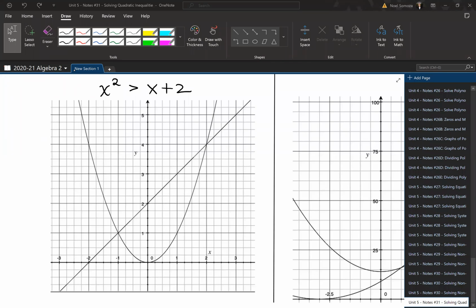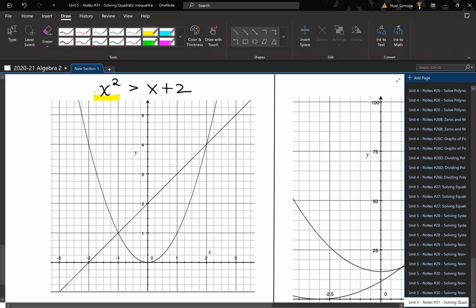I have my quadratic x squared. That's one function, right? It's clear which one it is. It's the only parabola that I have. So x squared is represented by the parabola. And x plus 2, that's just a linear function, right? It's a linear function with a slope of 1, and it has a y-intercept at 2. Okay, so these are the two functions that we're working with.